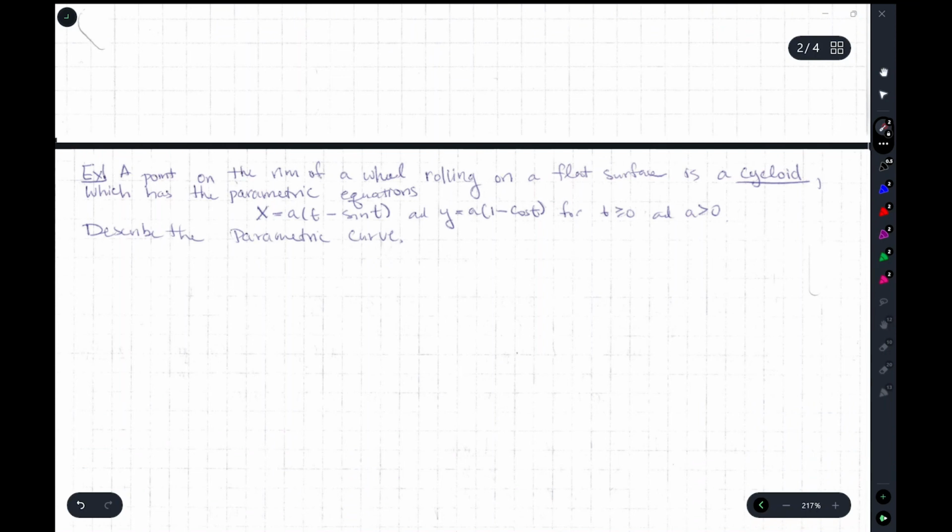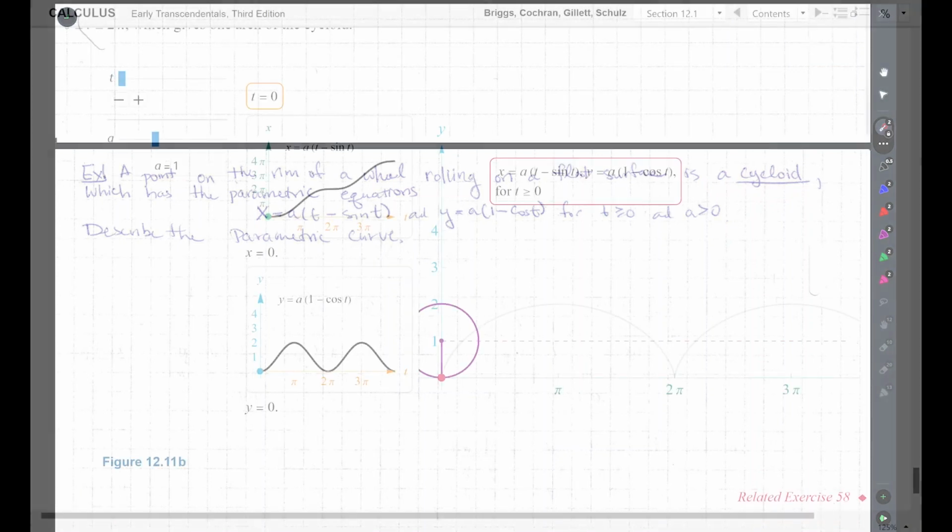Finally, let's see how a point on the rim of a rolling wheel would look. Okay, we get these parametric equations for that, where time is greater than 0 and a is strictly positive. The motion that you get from tracking a point along the wheel is called a cycloid, and let's take a look at how that looks.